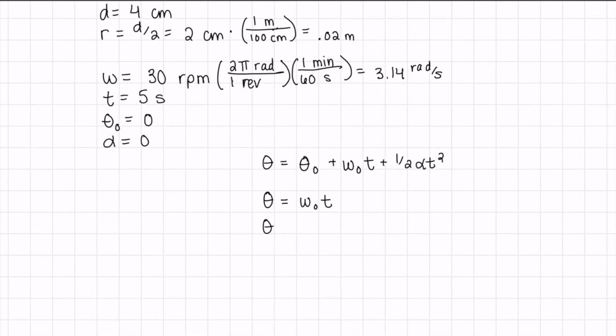So then it's pretty simple and straightforward. We'll put in this 3.14 radians per second times 5 seconds, which will give us 15.7 radians as the total angle that we travel through in that 5 seconds. So that would be part A.